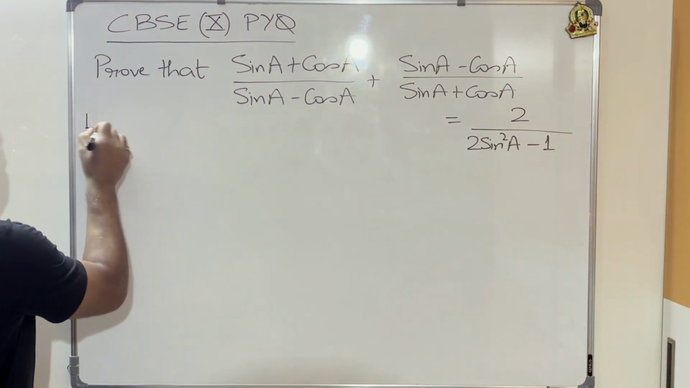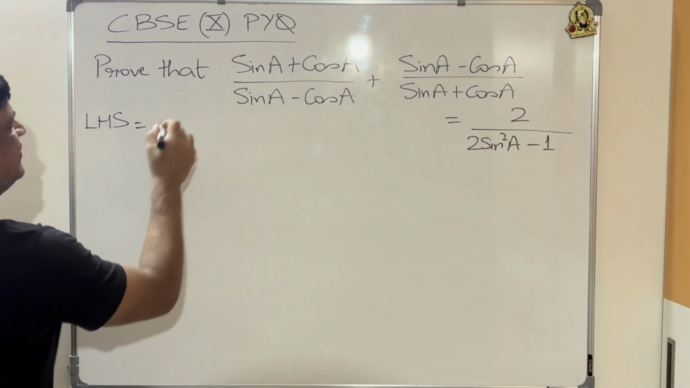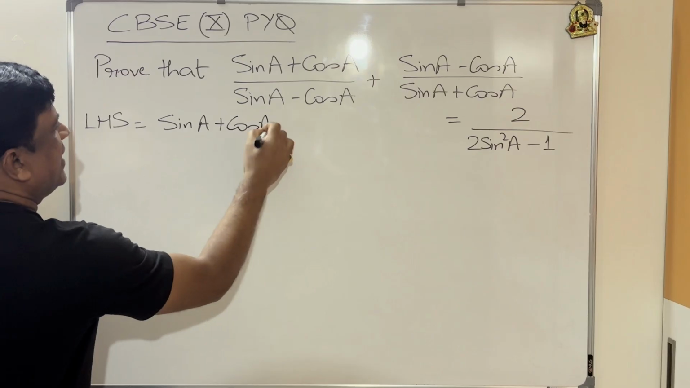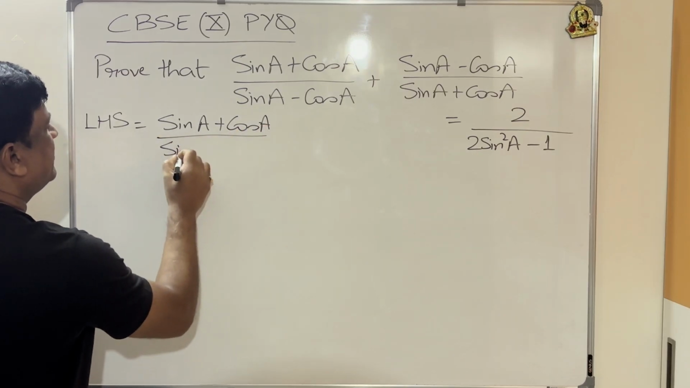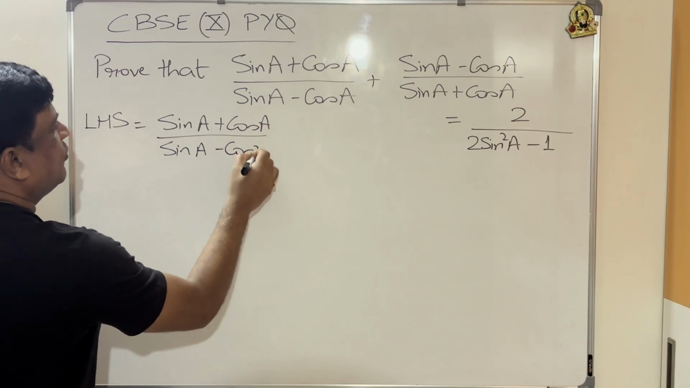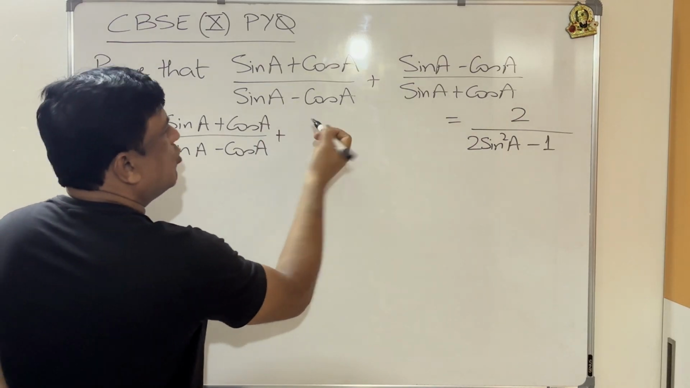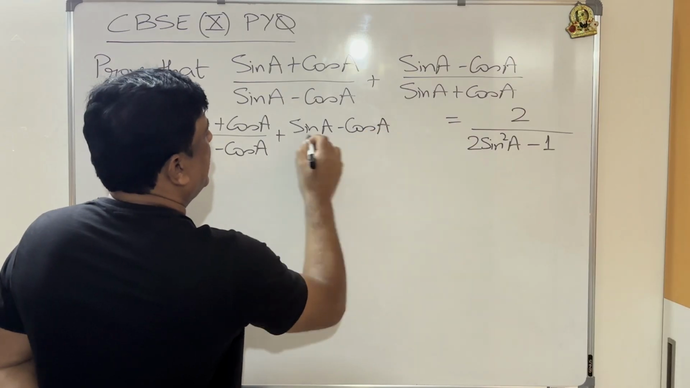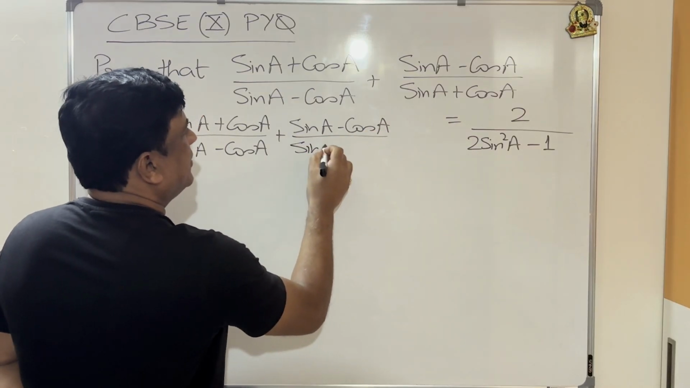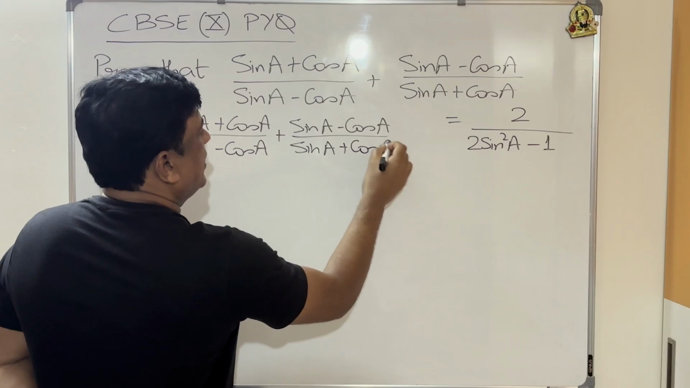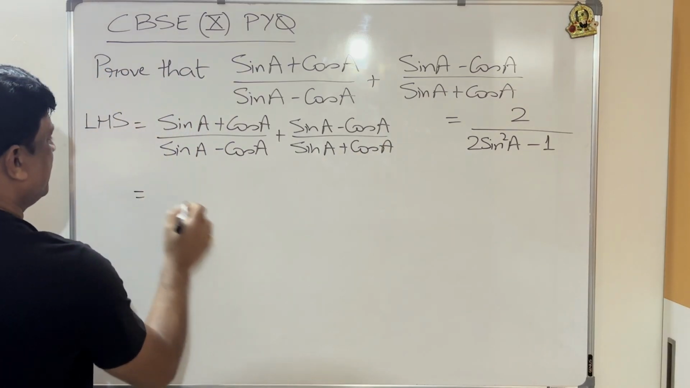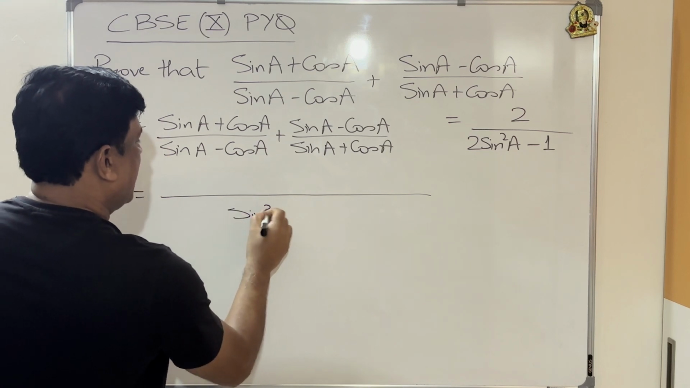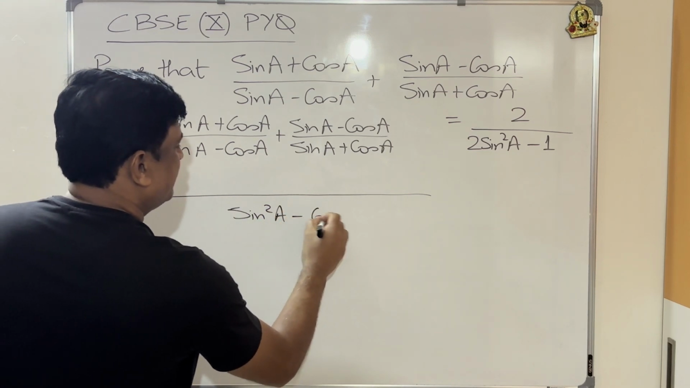What do you have? LHS is equal to sine a plus cos a divided by sine a minus cos a. Mostly it's algebra and trigonometry. So if you are good with algebra, your calculations will be much faster. Remember that. Okay. So now let's take the LCM. When you take the LCM, what do you get? You get sine square a minus cos square a.